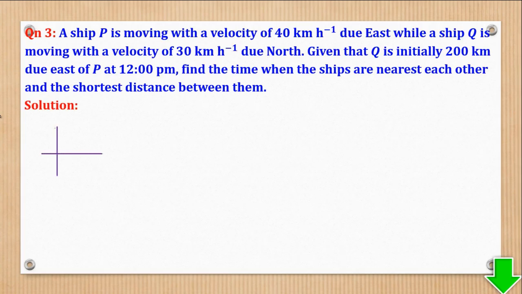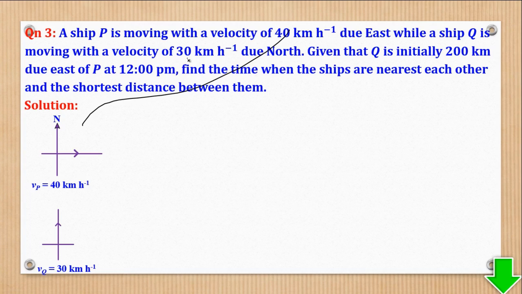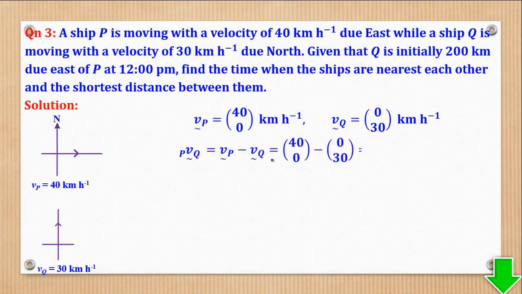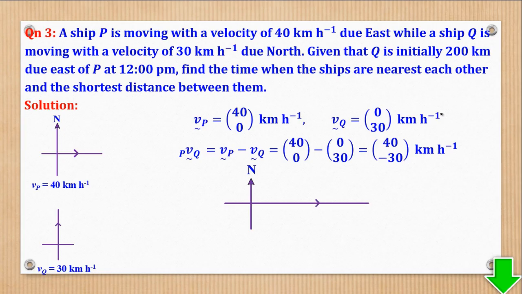So still we shall first draw diagrams to easily convert from magnitude to vector form. That is ship P entirely horizontal, then Q is also entirely vertical. So in vector form, we shall come and get P, which is entirely horizontal, and Q, which is entirely vertical. Therefore, the relative velocity will be Vp minus Vq to give you this. Then we shall draw our right angle triangle with positive horizontal and negative vertical. Then from start to end is the relative velocity.